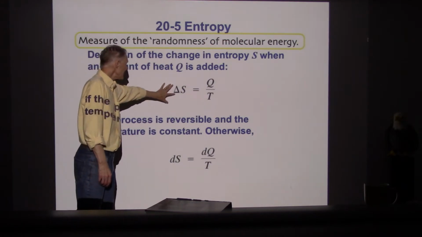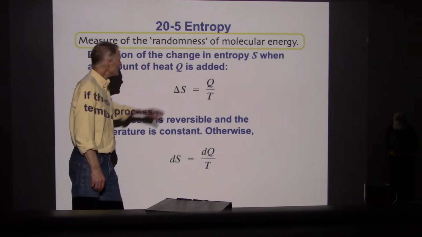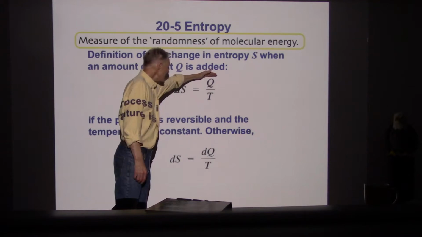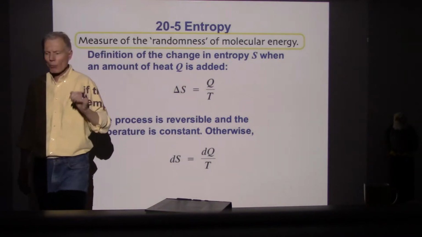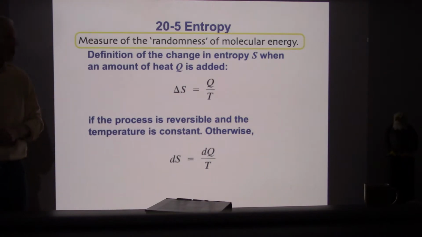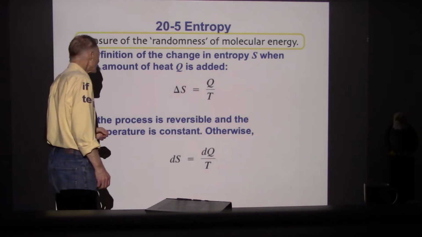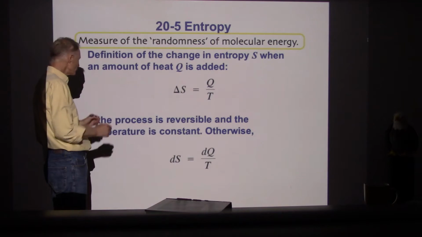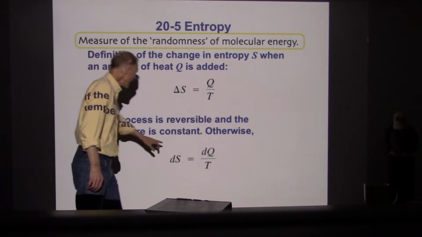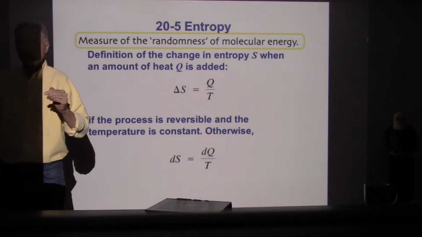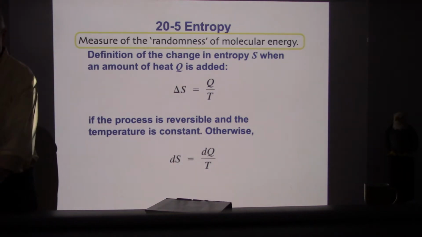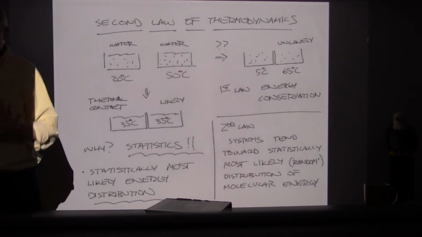We can calculate entropy changes by taking however much heat has transferred and dividing by the temperature at which the heat transfer took place. If the temperature is changing, then I have to break this down and do it one step at a time by carrying out an integration. Okay? Oh, you do have to do this.